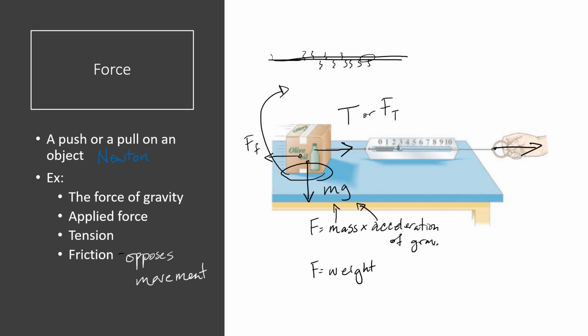I'm going to make the box, I don't know, brown. Here's the box, and then here's the table. Oh, that needs to be blue. Here's the table. There are little intermolecular forces holding the box to the table just slightly. That causes friction.